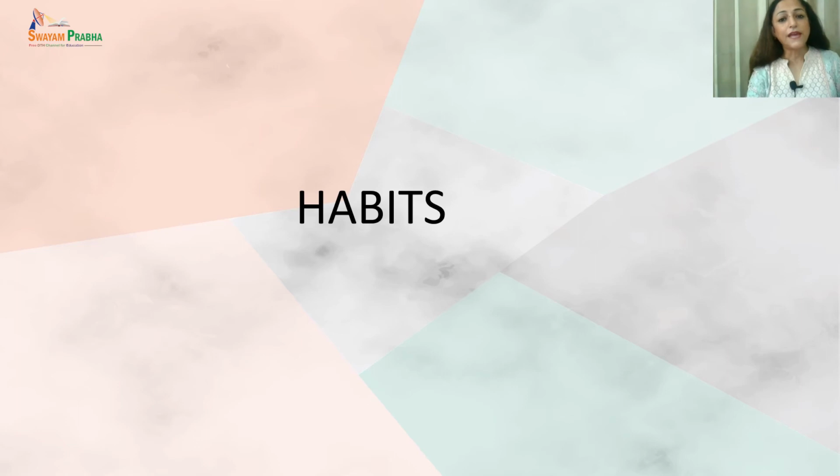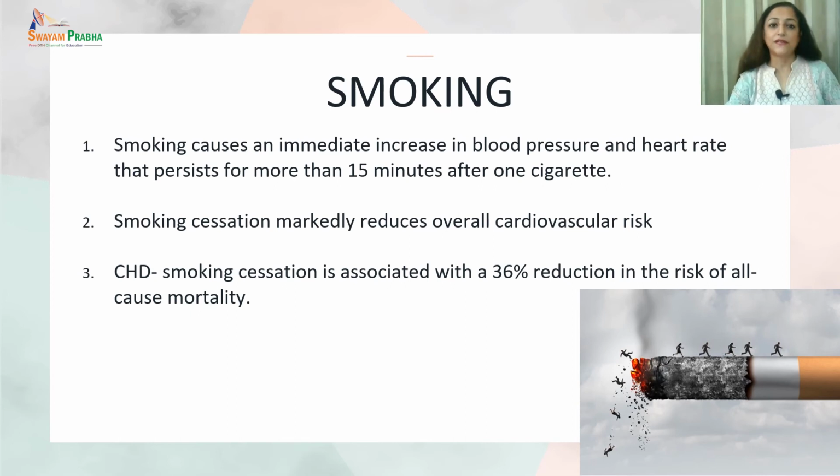There are certain habits which a person can modify, because we have seen the various risk factors associated with hypertension. So what are the habits which a person can change? The first and foremost important factor is smoking. As we know, smoking causes an immediate increase in the blood pressure and heart rate that persists for more than 15 minutes after one cigarette. So smoking cessation will actually reduce overall cardiovascular risk, including the risk of coronary heart disease and stroke, when compared with continued smoking. In a patient with coronary heart disease, smoking cessation is associated with a 36% reduction in the risk of all cause mortality.